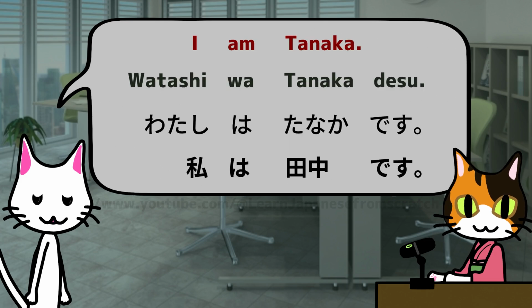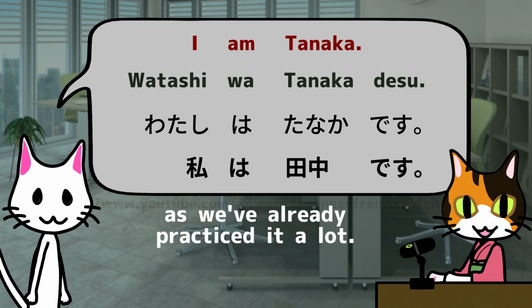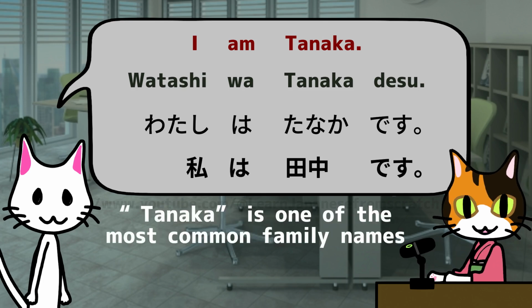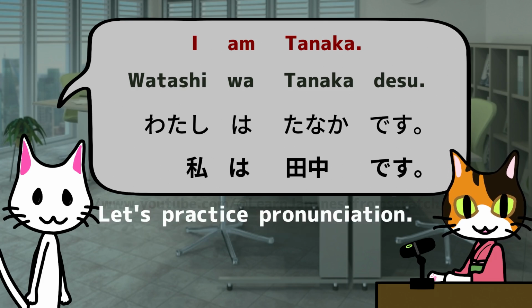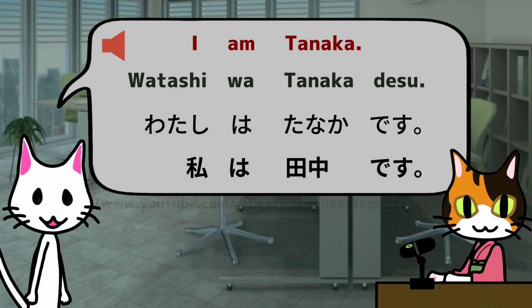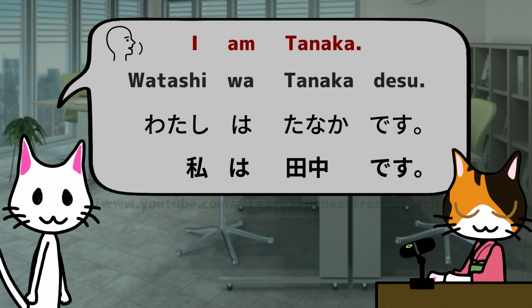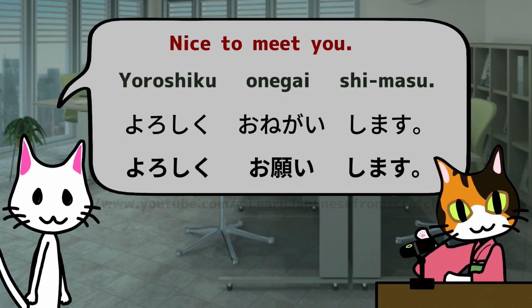Let's move on to the next sentence. 私は田中です。This one needs no explanation as we've already practiced it a lot. Tanaka is one of the most common family names for Japanese people. Let's practice pronunciation. 私は田中です。Very nice.